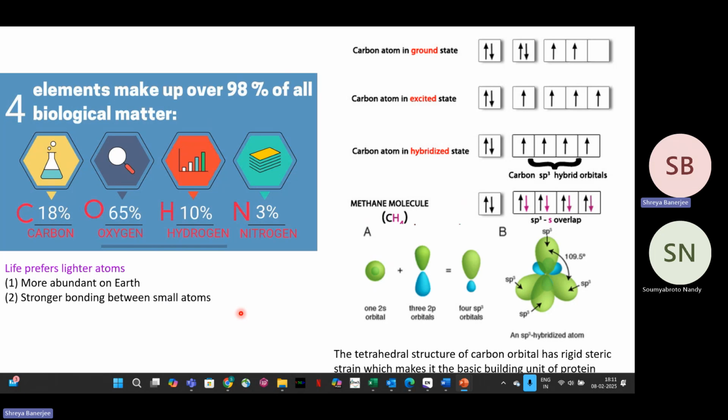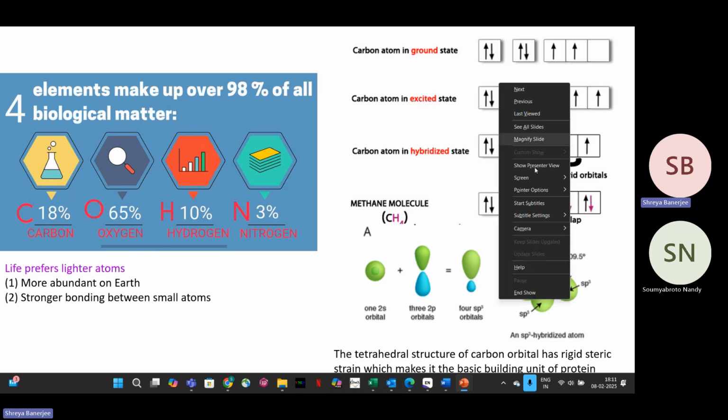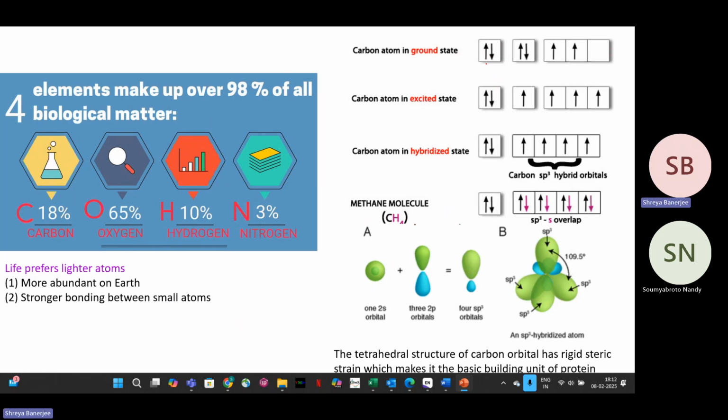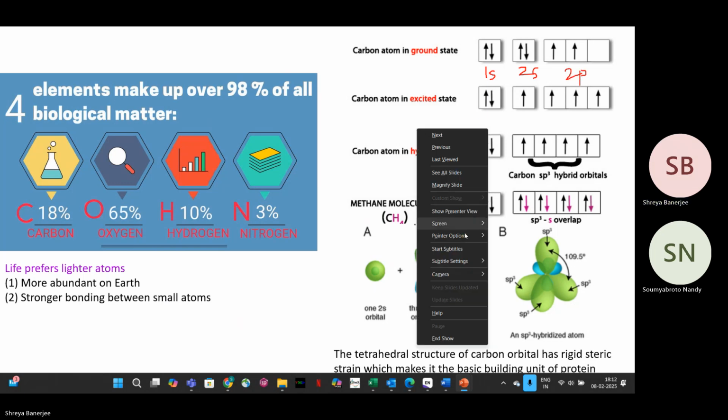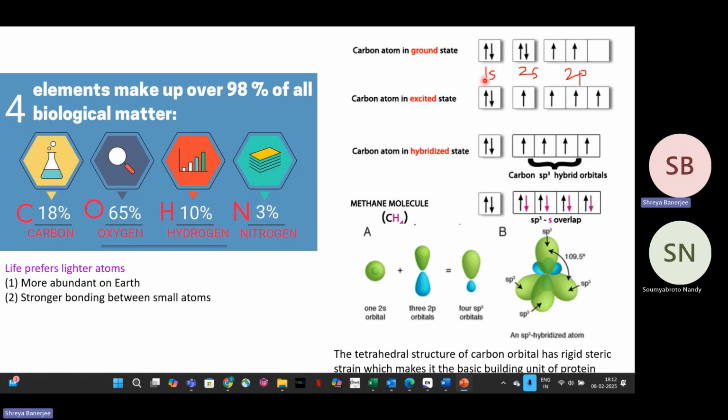binding between them. Now we know carbon has 6 electrons. If you write out the electronic configuration of carbon, this is the 1s orbital, this is the 2s, and this is the 2p. The 6 electrons can be divided into 2 electrons in 1s, 2 electrons in 2s, and 2 in 2p. This is the ground state of carbon. In the excited state of carbon, 1 electron in the 2s is promoted to 2p. So now you have 4 unpaired electrons.